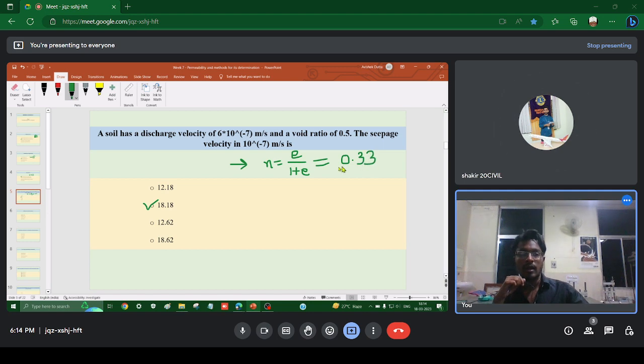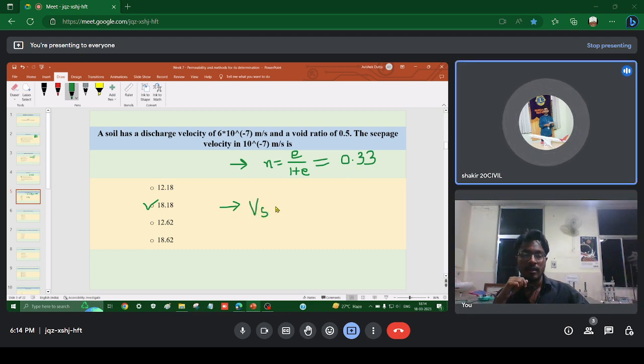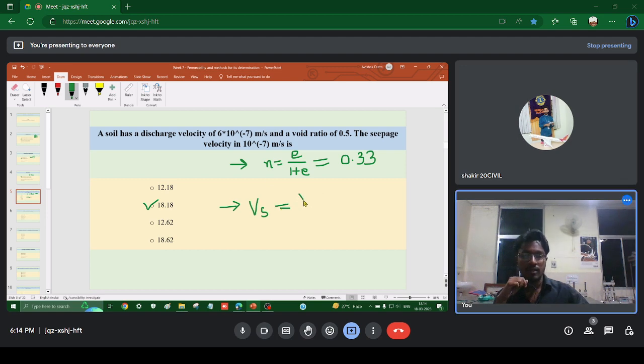0.33. Now the second step. What is the second step? Find out the seepage velocity. Seepage velocity is discharge velocity divided by porosity. So if we write discharge velocity as V, then V divided by porosity will be the seepage velocity.